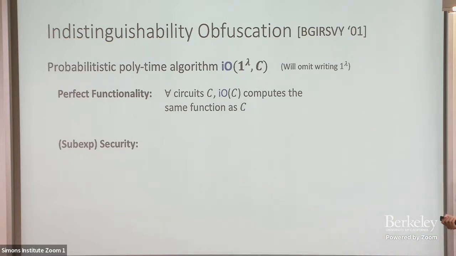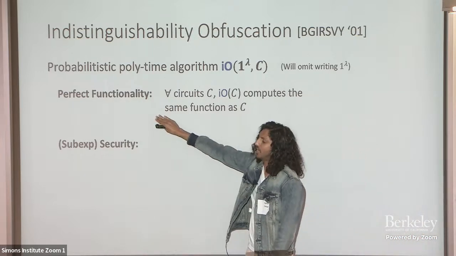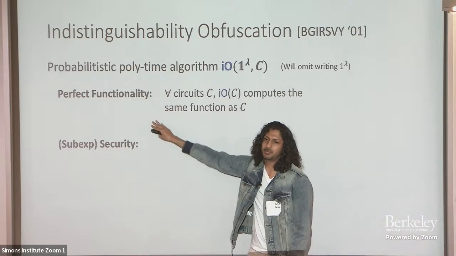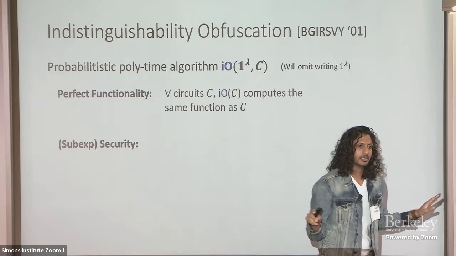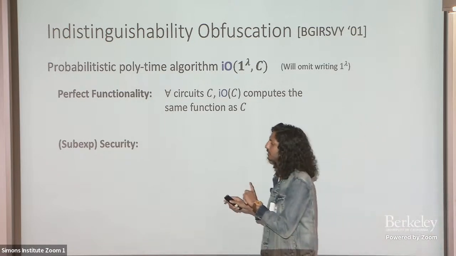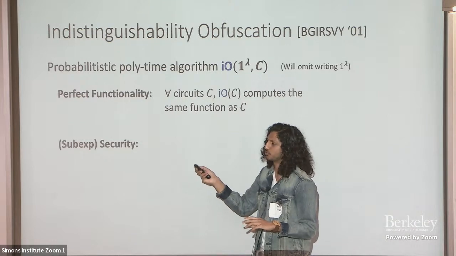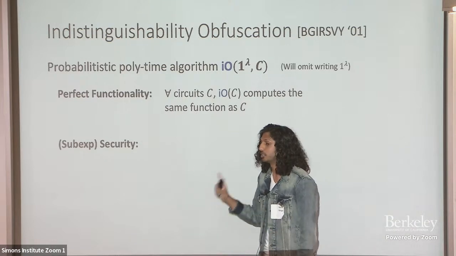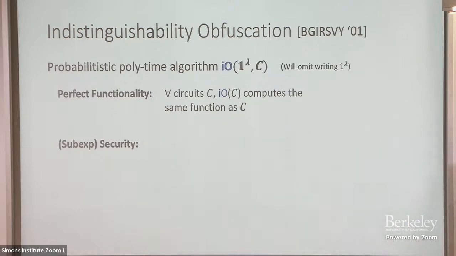There's one thing I want to stress about this. If you were making this definition, you might not have to aim for perfect functionality. Maybe with extremely small probability, you'll output a circuit which computes a different function. But it turns out you can actually hope for this stronger guarantee. Perfect functionality, we're going to use it. This is going to be important. So perfect functionality, remember that, that'll come back later.